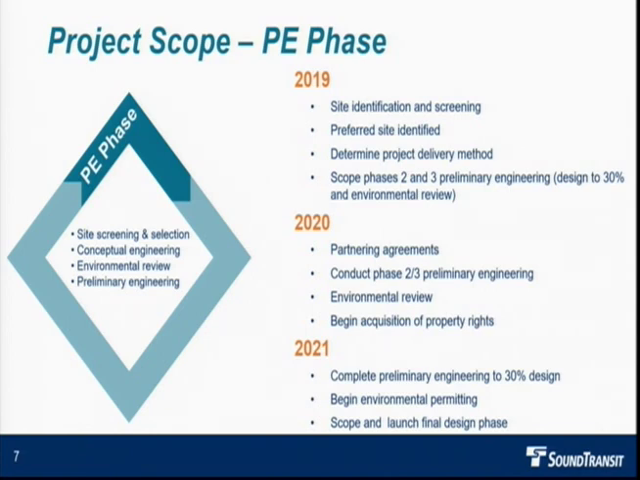Next year, we'll also launch our phase 2 and 3 of preliminary engineering. So once we have our site, we can do the environmental review. We can take our design up to about 30% and begin acquiring whatever property rights are deemed necessary. And then in 2021, that's when we begin our environmental permitting and scope and launch the final design phase.